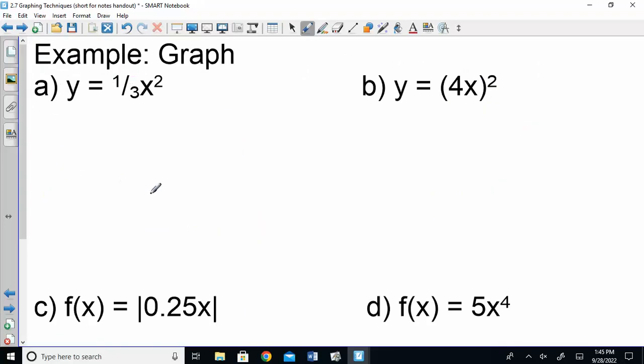All right, let's see if we can do a few more of these. I'll do a couple, then you can do a couple. 1/3 x squared. What's my parent function? X squared. So 0 squared is 0. 1 squared is 1. Negative 1 squared is 1. That's all you have to have. If you wanted to do more, you could do 2, 4. Negative 2, 4.